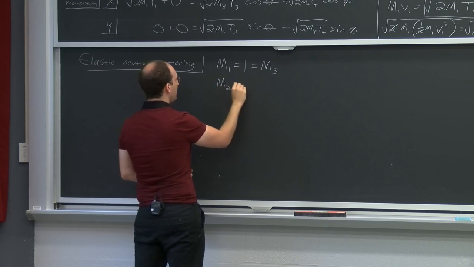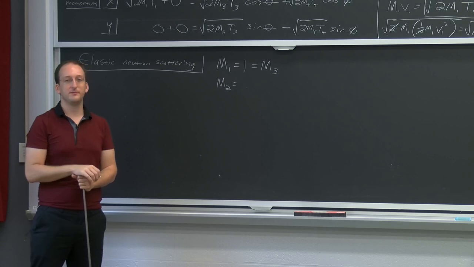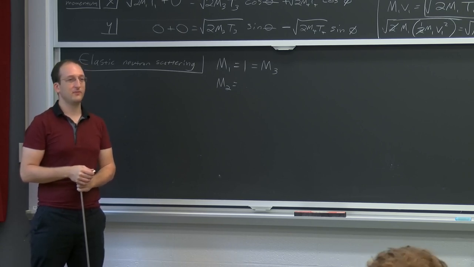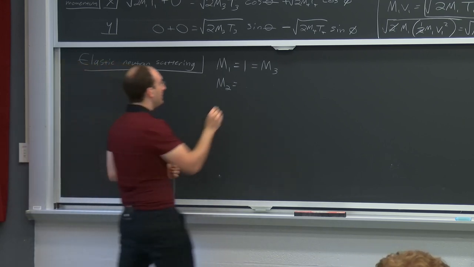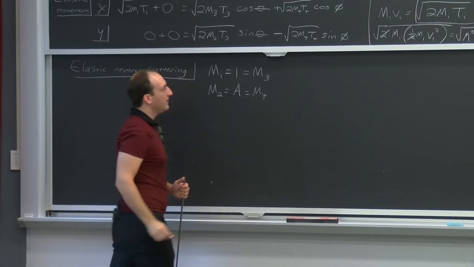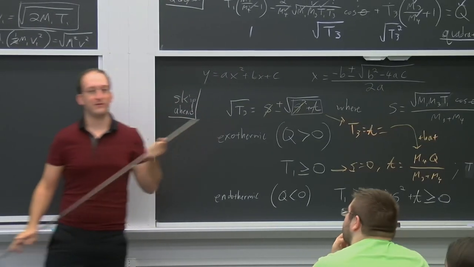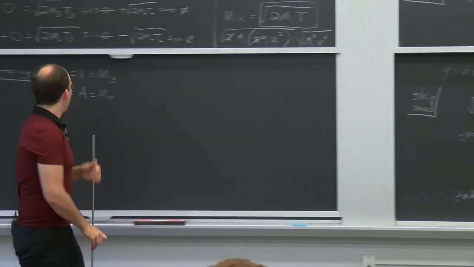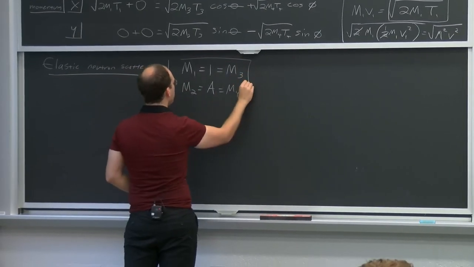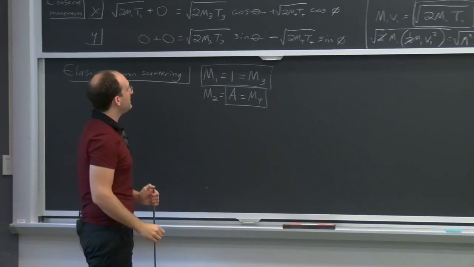If we're shooting neutrons at an arbitrary nucleus, what's M2? Yep, just A, the mass number. Same as M4. Now, we don't have M2 in this equation, whatever. But the point is, we're going to use these two. So let's substitute that in.